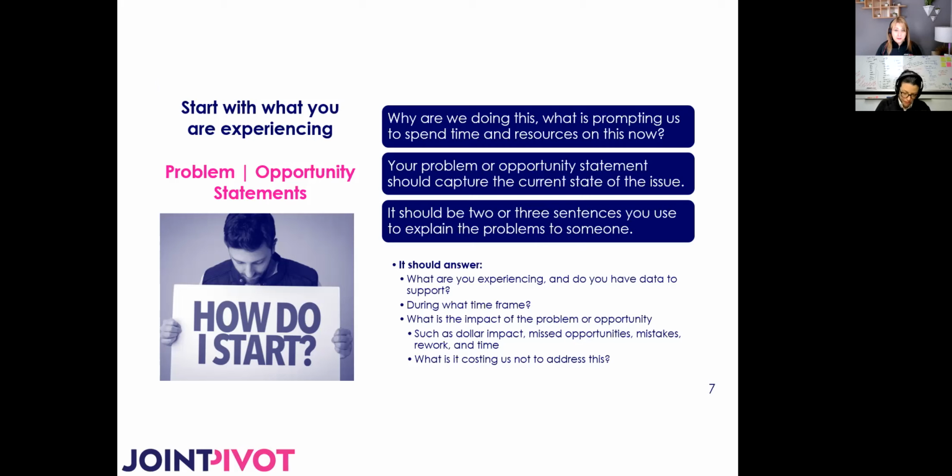A really great problem statement in these cases, when I read it, I can feel the pain right along with you. And I can paint the picture in my head as to what it is that you are experiencing. So go back, reference your problem statements or opportunity statements, or sometimes on our charter documents, we have a grasp of the current state, whatever it is that you have that explains the current state. Dust that off, bring it into your change management communication, and use that as your starting point.